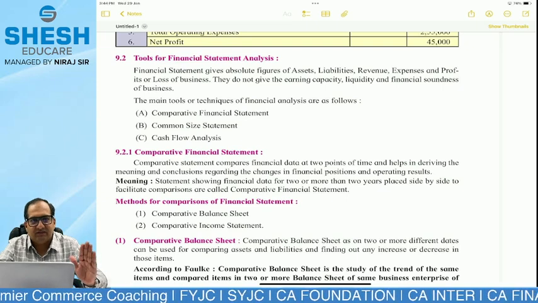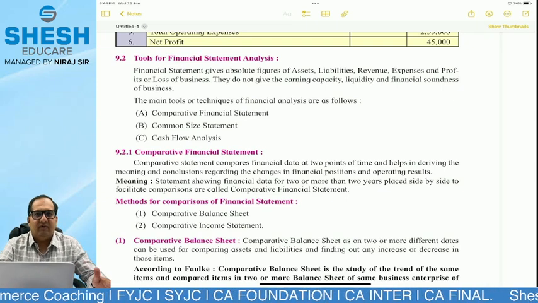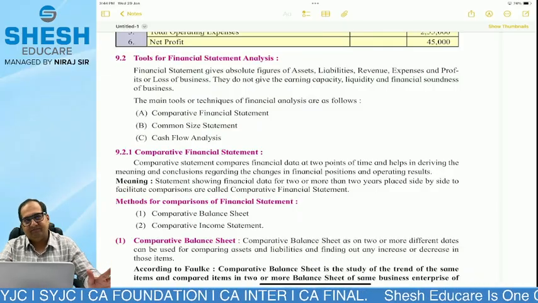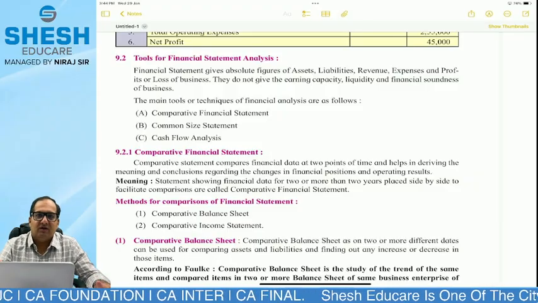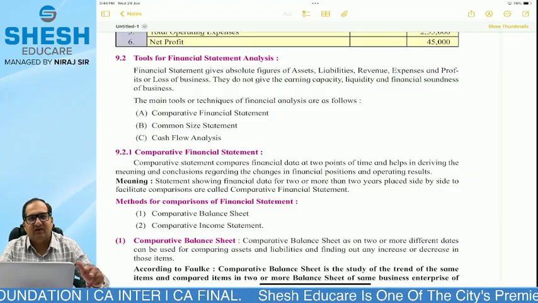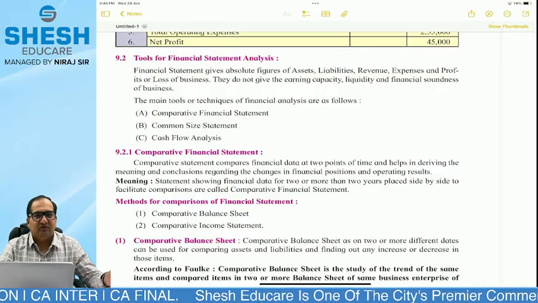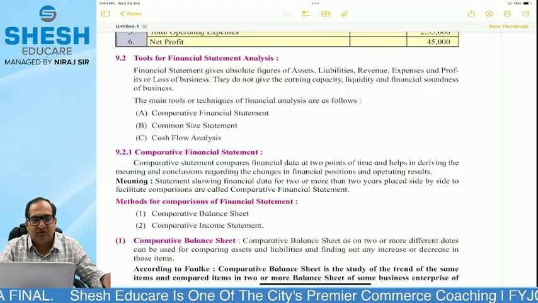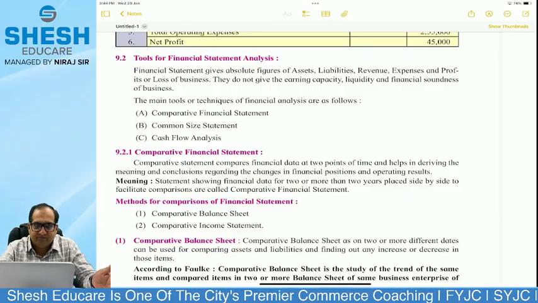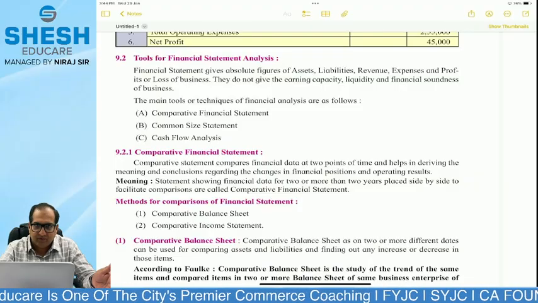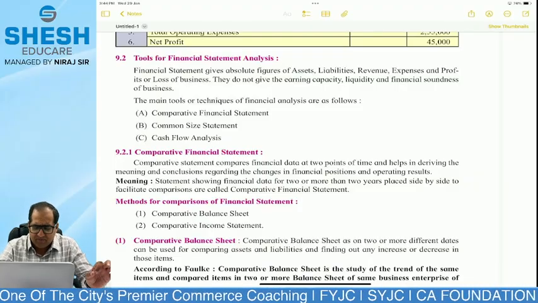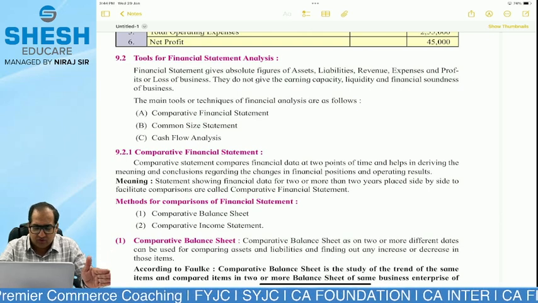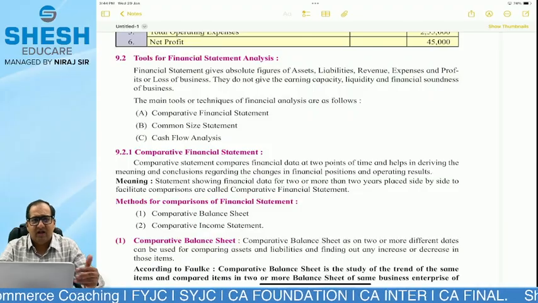Comparison is always needed for the top level management so that they can decide various trends. So if you compare current year with previous year, previous year sales with current year sales, previous year's cost of goods sold with current year's cost of goods sold, previous year's gross profit with current year's gross profit, so we are doing the comparison. Got it? So a comparative statement compares financial data at 2 points of time and helps in deriving the meaning and conclusions regarding the changes in financial position and operating results.